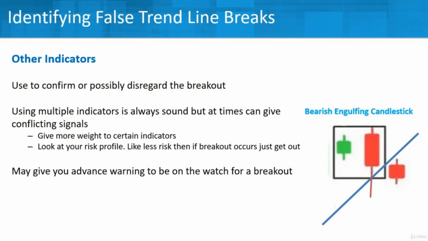And sometimes a confirming indicator can give you an advance warning to be on the watch for a breakout, right? That something might be coming. We saw that in examples where we saw a nice upward trend line, things were looking great, and then all of a sudden out popped this bearish engulfing candlestick, which is a real clear indicator that a reversal to the downside might be occurring. And we saw that occur.